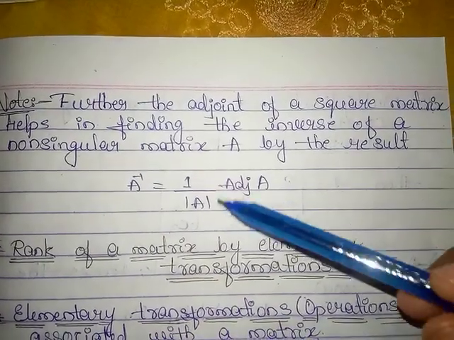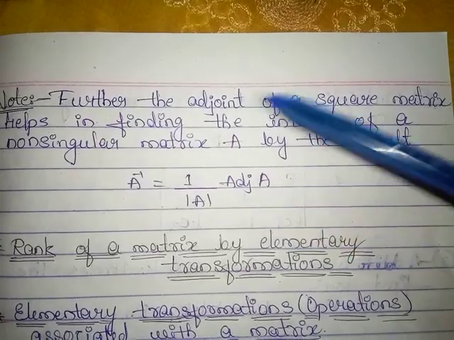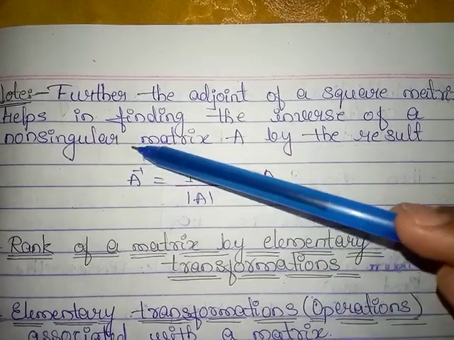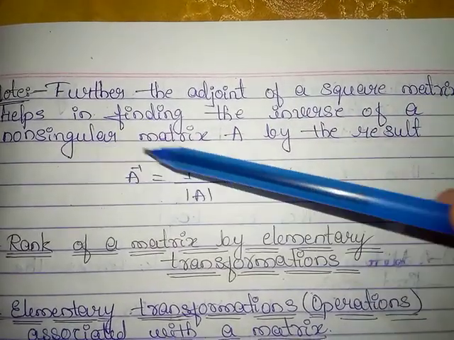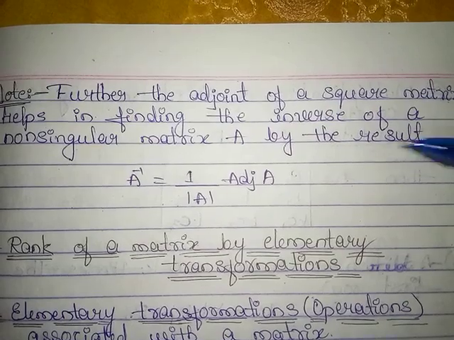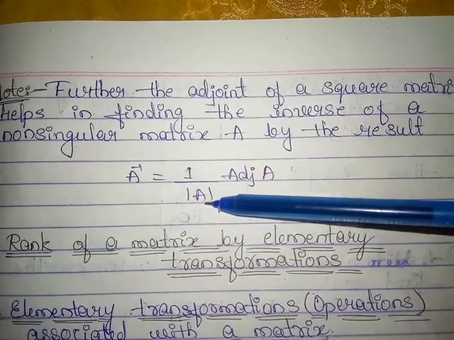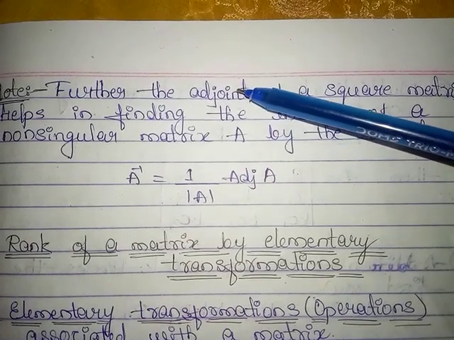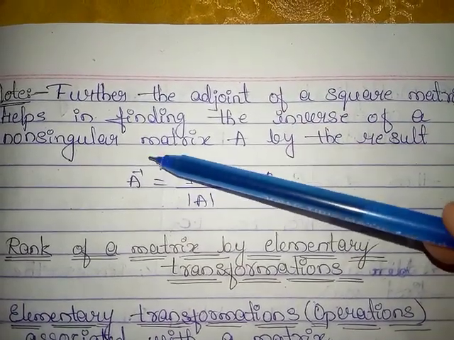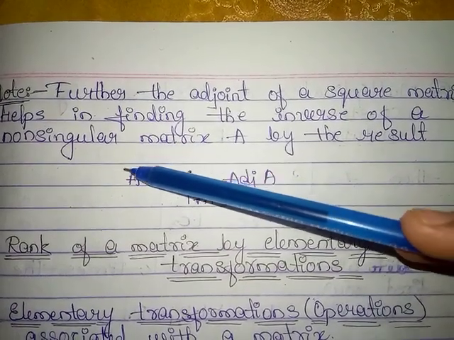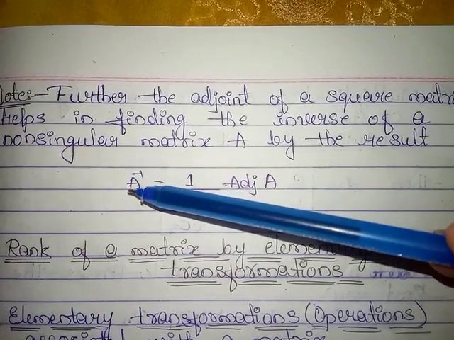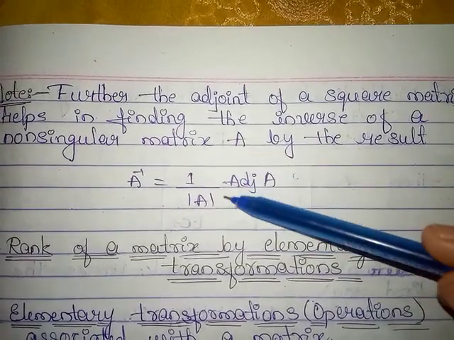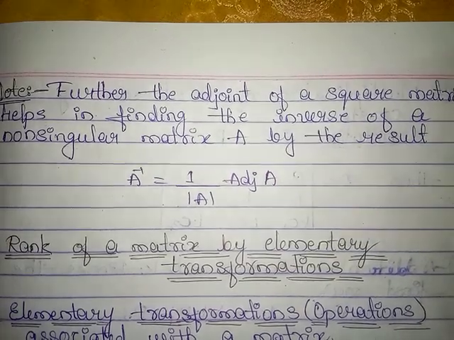Here we have a formula to find the inverse of the given matrix. See, further, the adjoint of a square matrix helps in finding the inverse of a non-singular matrix A by the result: A inverse is equal to 1 divided by determinant of A into adjoint of A. Means the adjoint of A is helpful for finding the inverse of A. To find the inverse of A, we must know how to find the determinant of the given matrix and also the adjoint of the given matrix.